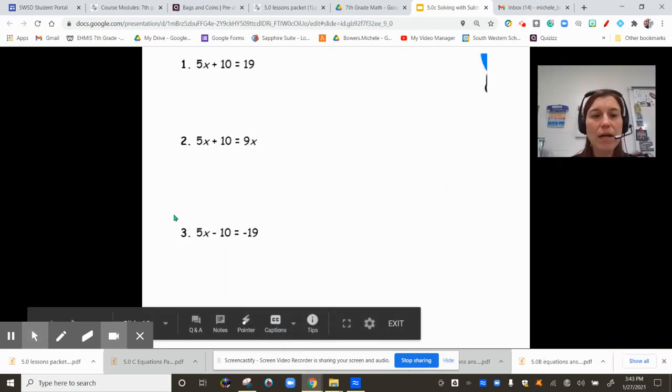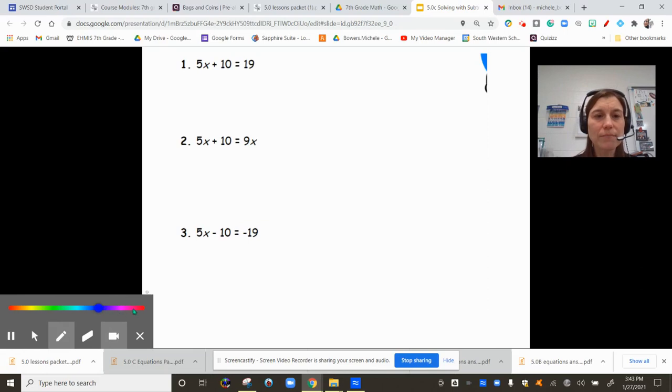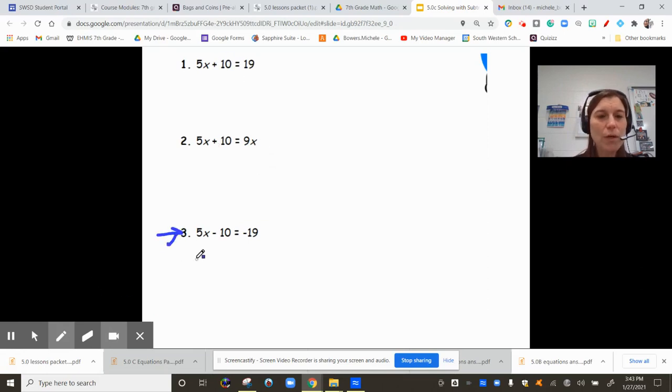Okay, so I'm now going to do with you number 3 from page 12. The first thing you may want to do is rewrite this. You don't have to, but you may want to. It's up to you. As long as you can see that as a negative 10, you'll be okay. But I'm going to rewrite it.